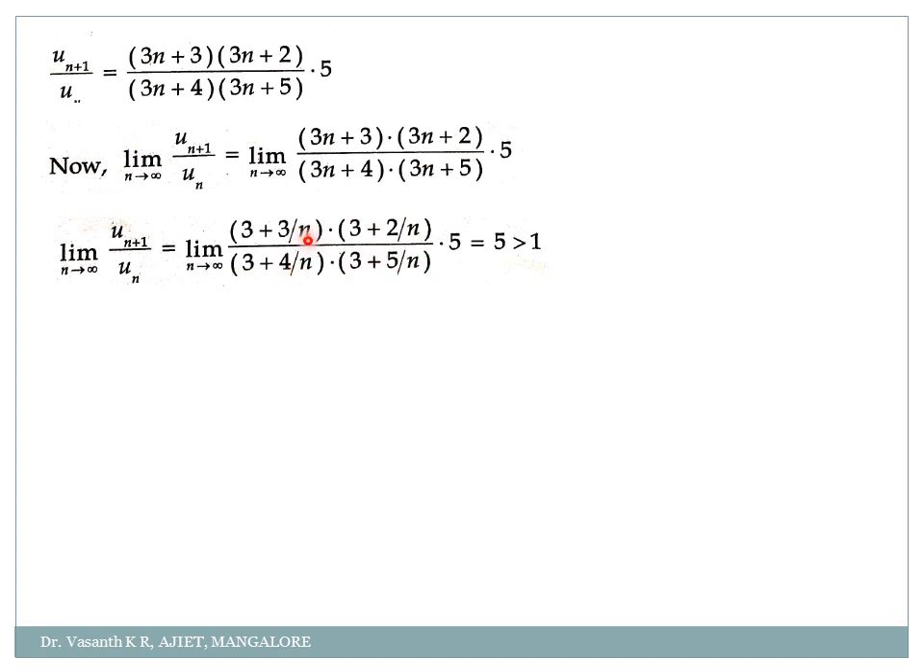So what will I get? 3 by n, n is infinity, 3 by infinity is 0, so 3 will remain here and into 3 will remain here. Same way here, everything will get cancelled, so I'll get only 5. 5 is greater than 1, therefore the series is what? Divergent. See, simplify it, you will get it very easily, okay, don't worry.